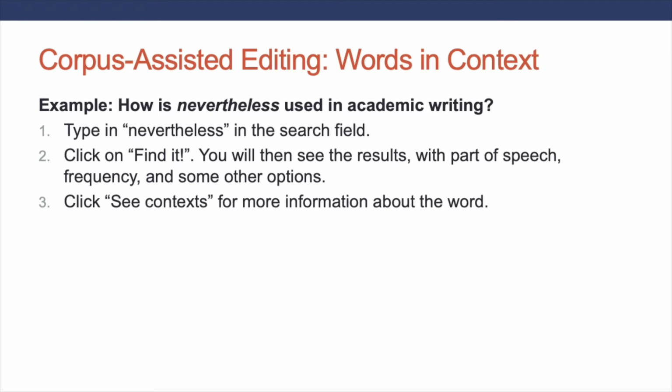Let's go through a couple of examples that show how to use Word Neighbors step by step. So, let's say you want to know more about how to use the word nevertheless in academic writing. To do so, you'll type nevertheless in the search field in the Word Neighbors homepage, and then you'll click Find It. You'll then see the results with part of speech, frequency, and other information. And you can click on See Contexts for more information about the word.